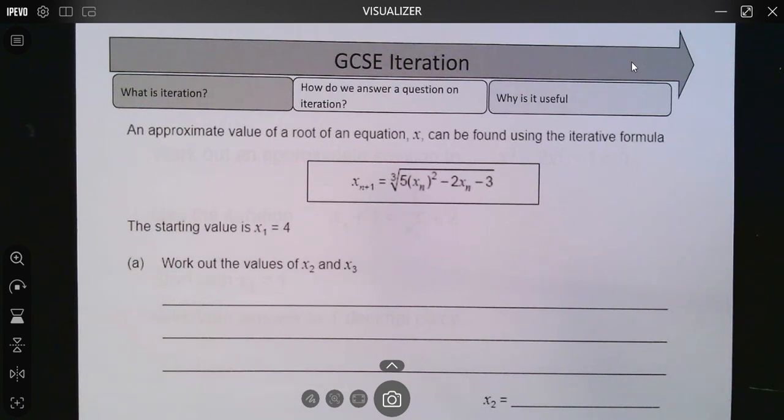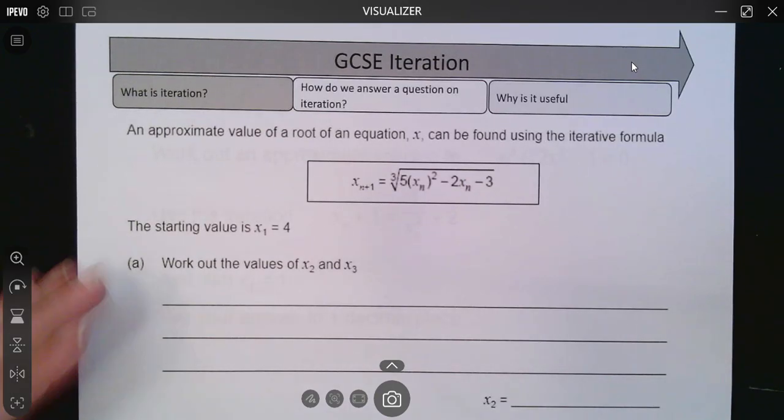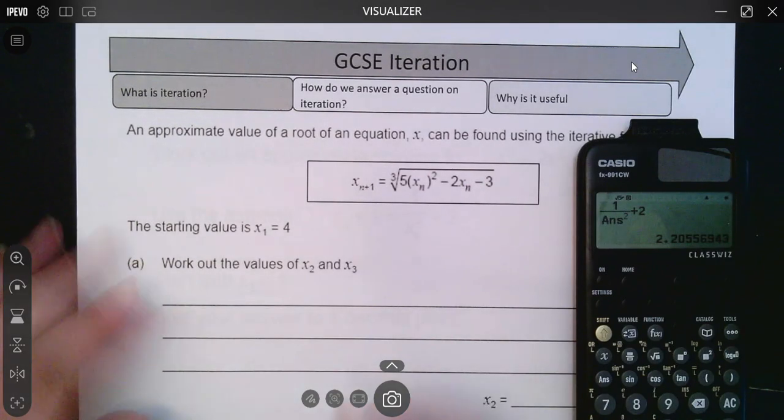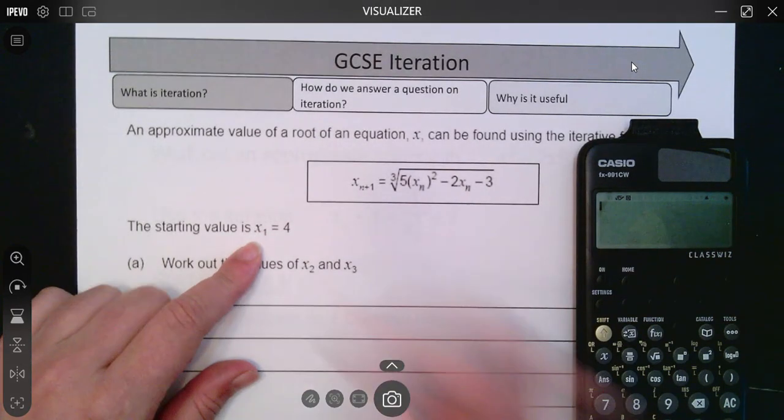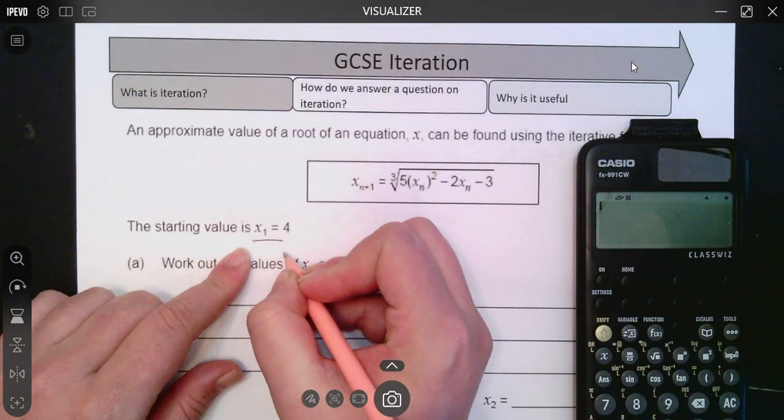Hello, in this video I'm going to show you how to use your calculator efficiently during a GCSE iteration question. So, first thing we're going to do is this number here, we're going to enter into our calculator, okay?